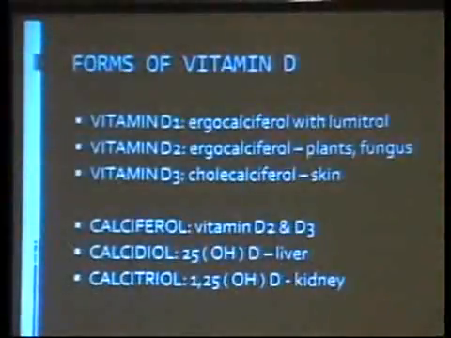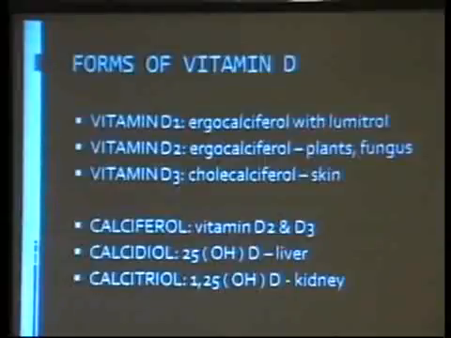There are several terms which are used to describe vitamin D, and I get very confused, so I thought I'd just share the confusion with you. There's a term called vitamin D1, which is ergocalciferol with lumisterol, not available. But vitamin D2 is ergocalciferol, which is naturally produced by plants, fungus, and invertebrates. It is assumed that it has a protective effect against DNA damage from ultraviolet radiation in these organisms. Whereas vitamin D3 is produced in humans, in the skin.